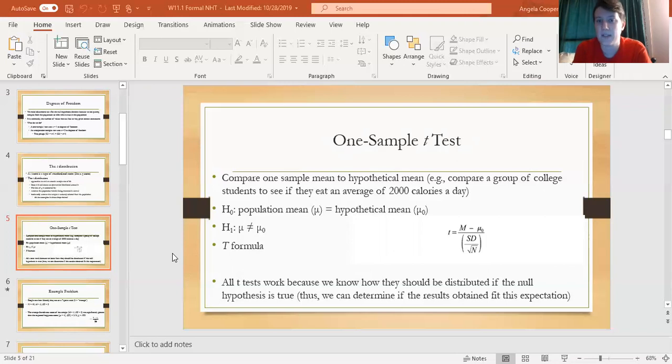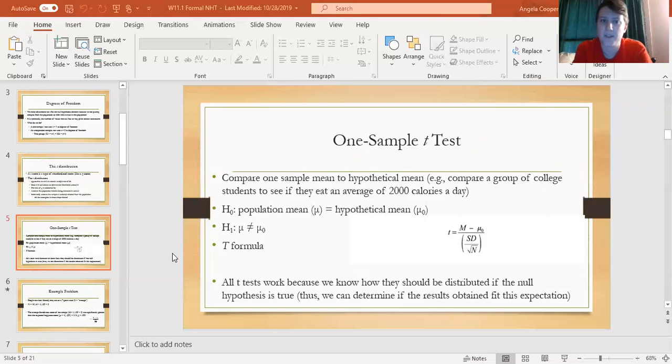So for a one sample t-test, you're taking one sample mean with its sample size and comparing it to a population or a hypothetical mean. So you can compare 50 college students to see if they eat an average of 2,000 calories a day. That average of 2,000 calories doesn't have a sample size. It could be, the American average is 2,000 calories a day, or the health administration requests eating 2,000 calories a day or something. The mean that you're comparing to is just kind of hypothetical.